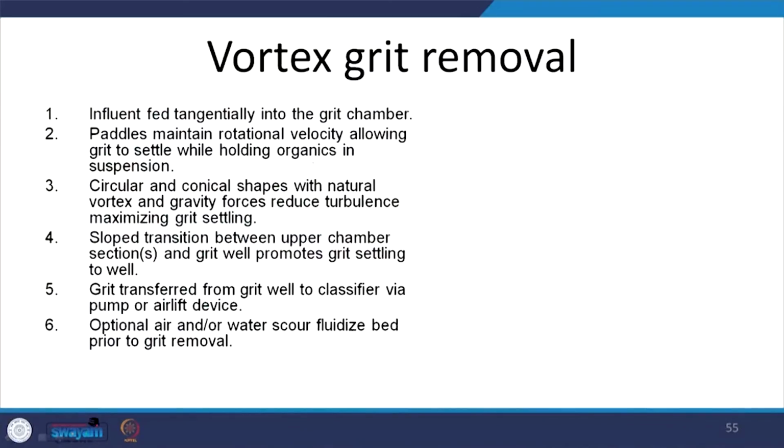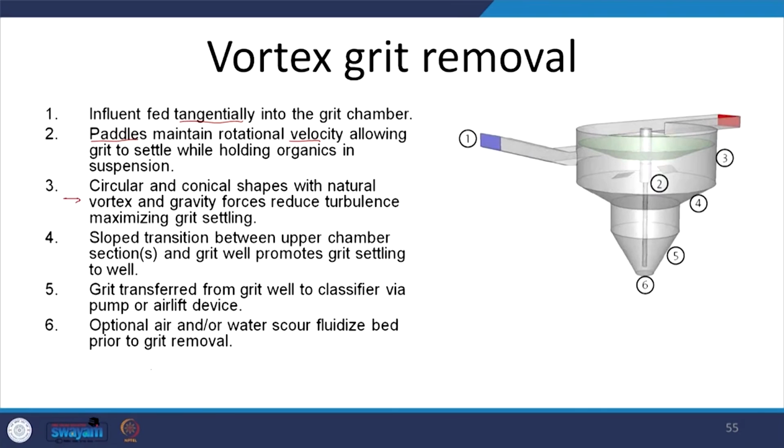So, let us just look at the main points. Influent is fed tangentially, you want to have the vortex. Paddles are used to maintain the rotation velocity. Circular and conical shapes, obviously, to reduce turbulence and maximize grit settling. Let me move on to the relevant pictures. So, inlet and outlet, I think I have a better picture, but here we see the relevant shapes corresponding to the location in the vortex unit. Optional air or water scour fluidized bed prior to grit removal.